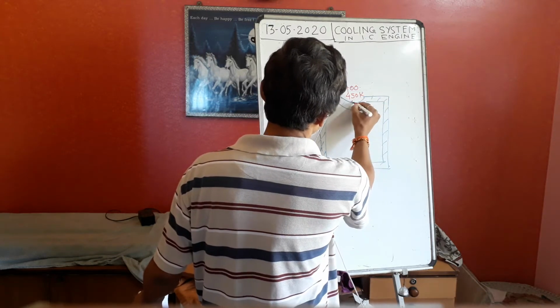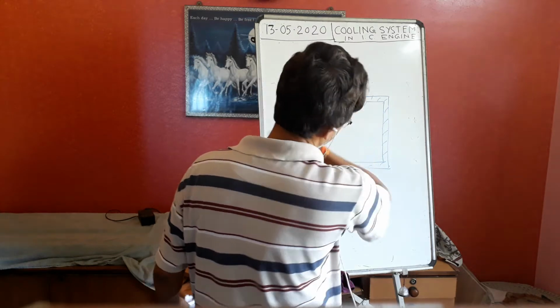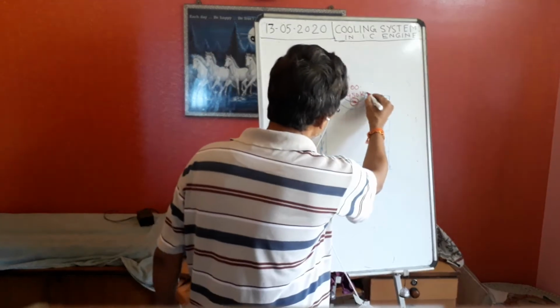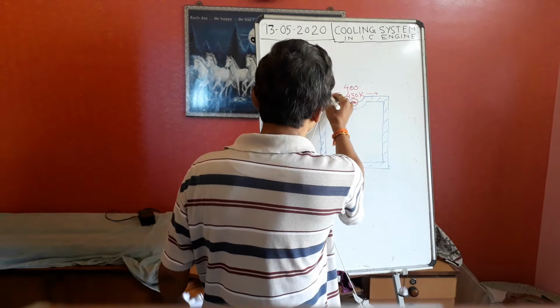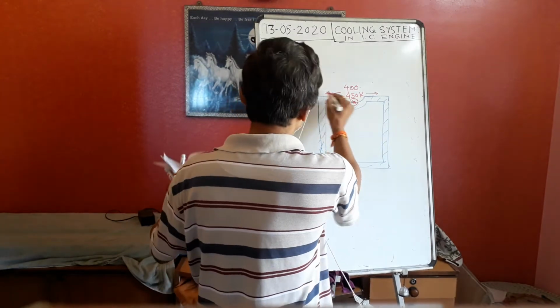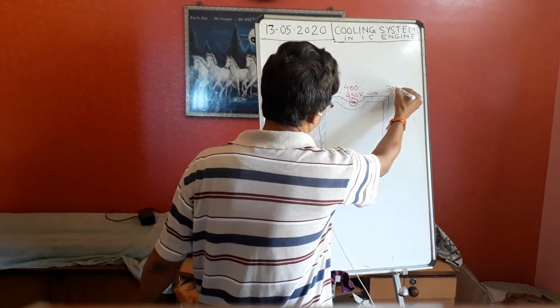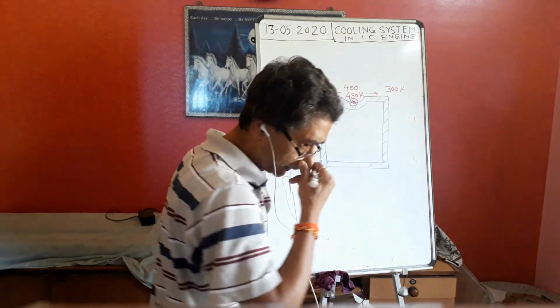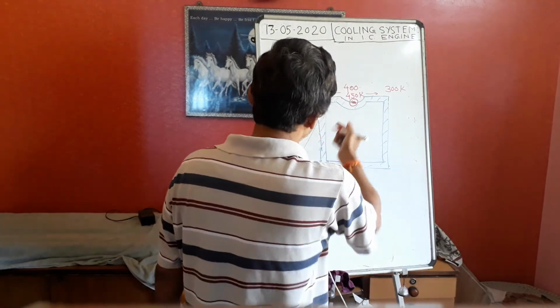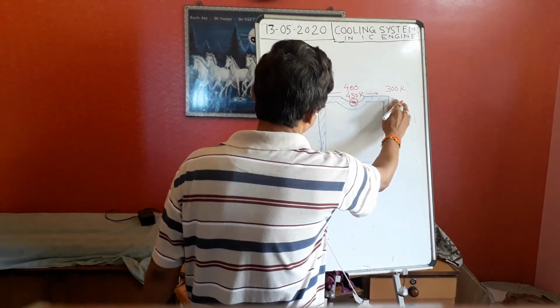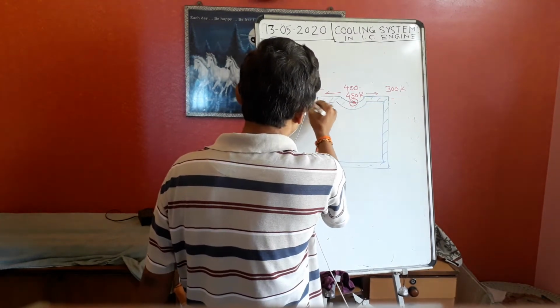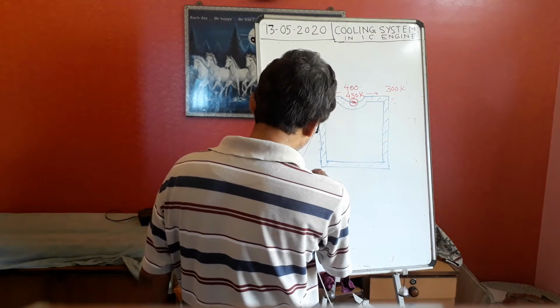These portions are the source of maximum heat. If we go this side, the temperature will drop. Here it is nearly 300 Kelvin. I am giving the approximate average value, around 300 Kelvin. So this is the TDC end, top dead center end, and this is the BDC end.